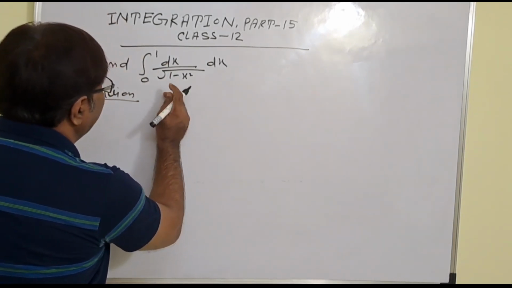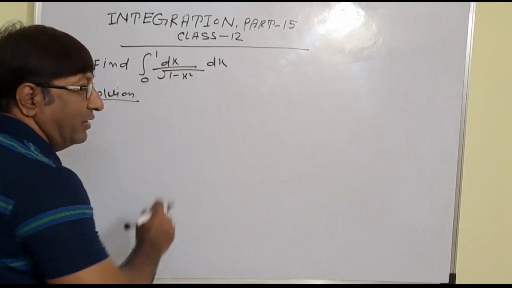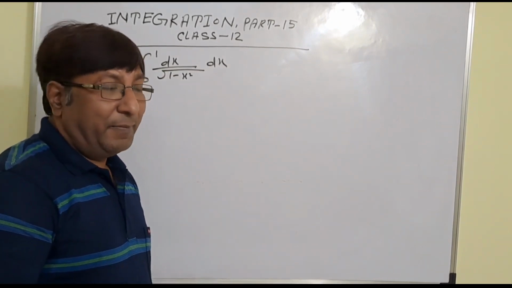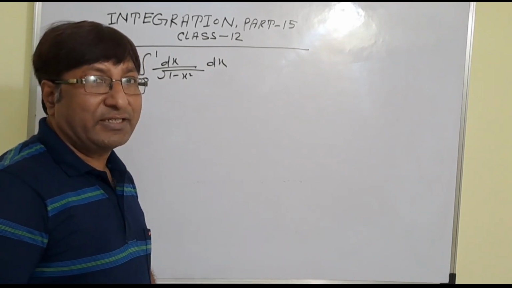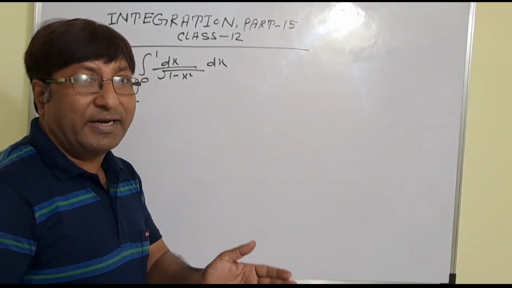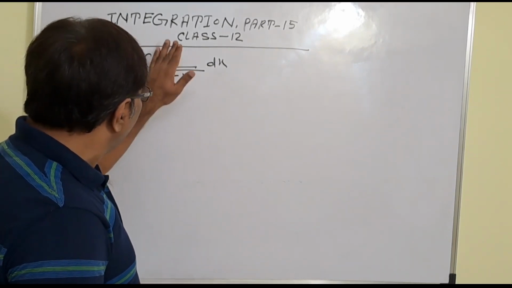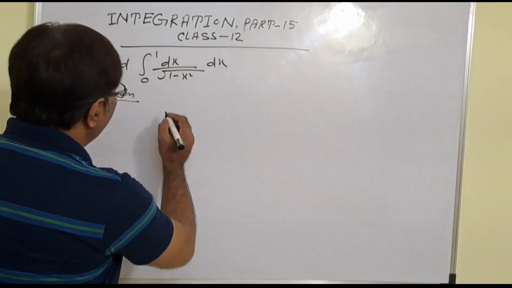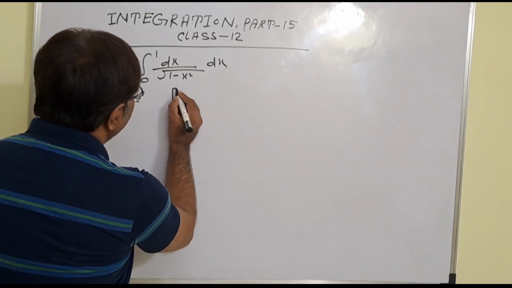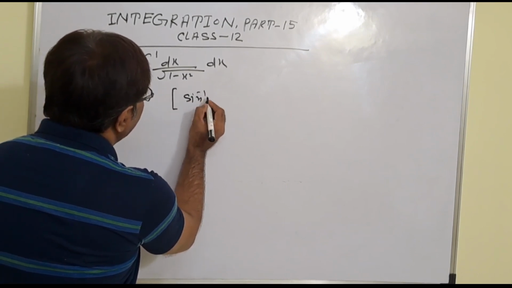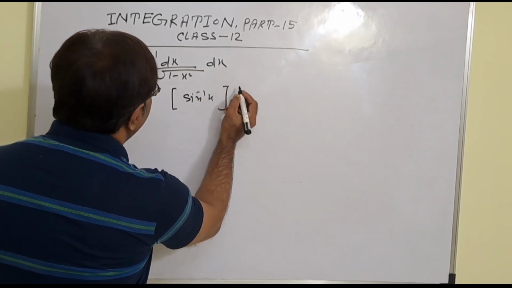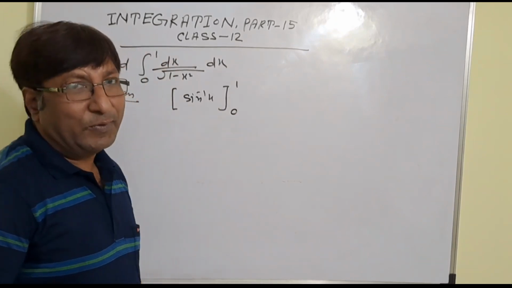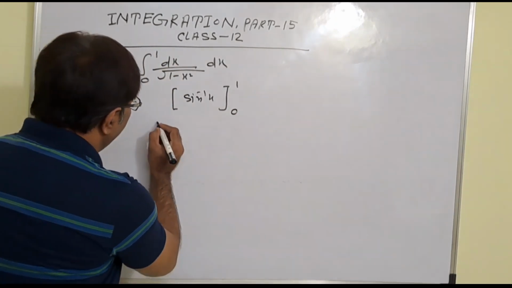So you know, integration of 1 by root under 1 minus x square is what? Sine inverse. Why? Because the derivative of sine inverse x is 1 by root under 1 minus x square. So the integration of 1 by root under 1 minus x square is sine inverse x. So we can write directly this is sine inverse x, and here the upper limit is 1 and the lower limit is 0.